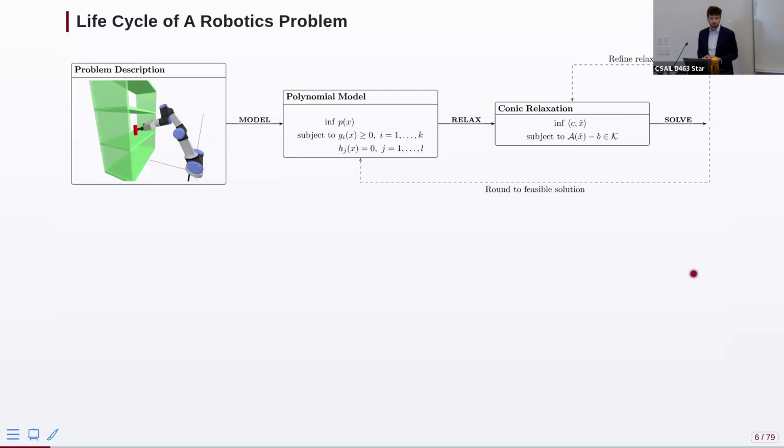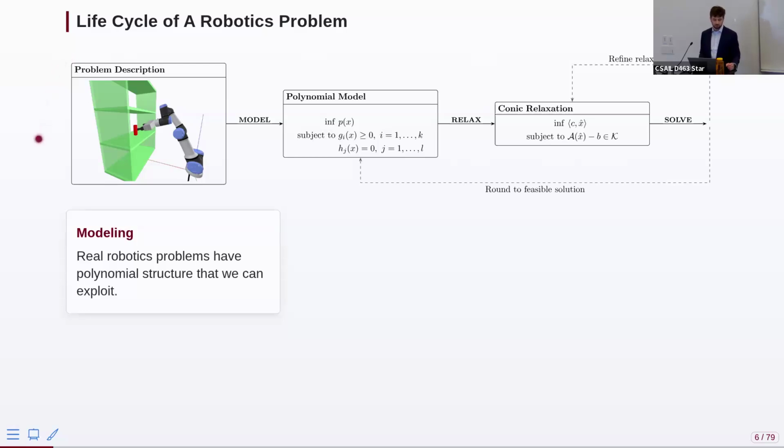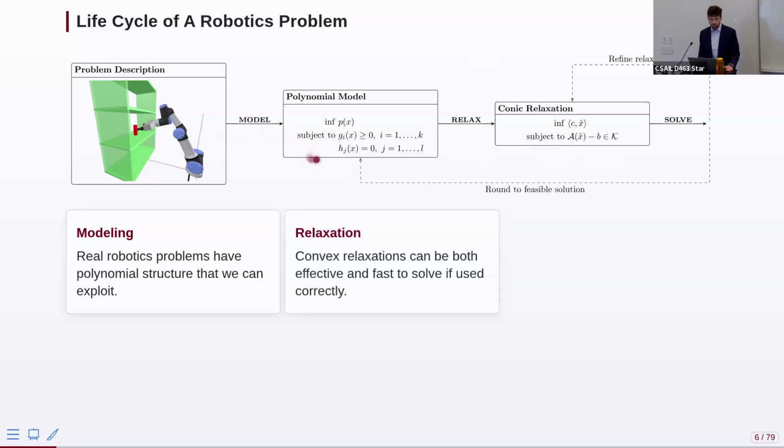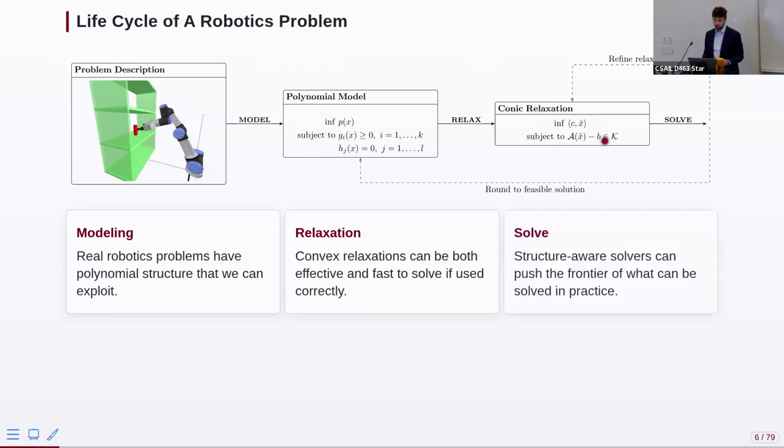And one of the reasons to use this class of problems is because it allows us to do something very principled when going from a polynomial model to something that's more approximate or maybe easier to solve. And so the first thing I'm going to argue is that real robotics problems have polynomial structures, and we can exploit that structure. The second thing I'm going to talk about is that polynomial models have a really principled way of going from the hard description to a relaxation that is much easier to solve. And these convex relaxations can be both effective at solving the robotics problems and fast to solve if they're used correctly. And finally, I'm going to argue that structure-aware solvers can push the frontier of what we can solve in practice.